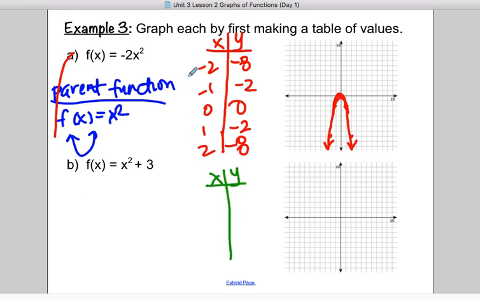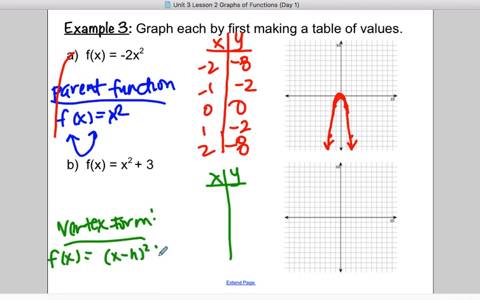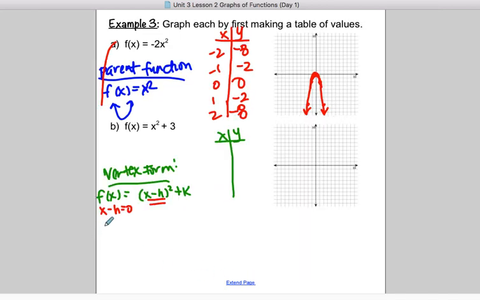And we're going to do the same method here, but one thing I want to point out is vertex form. Okay, this is what the form is. I could rewrite this as x minus h squared plus k. And just like our absolute values, what's on the inside, if you set it equal to 0, that's your x value of your vertex, okay? And this is your y value, okay? So then your vertex would be h comma k.